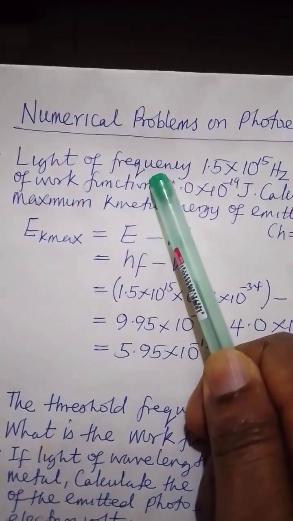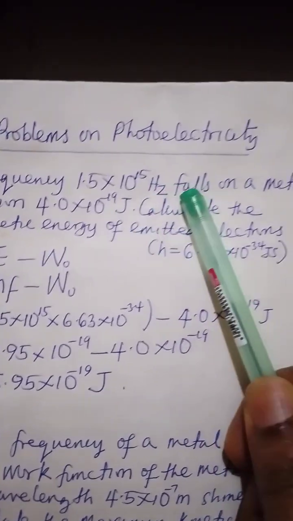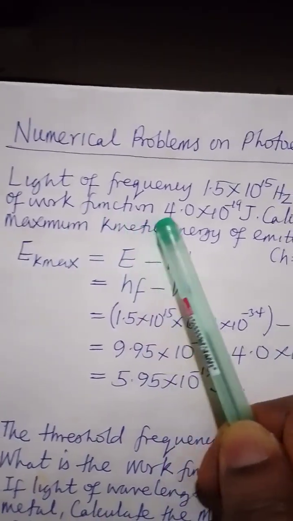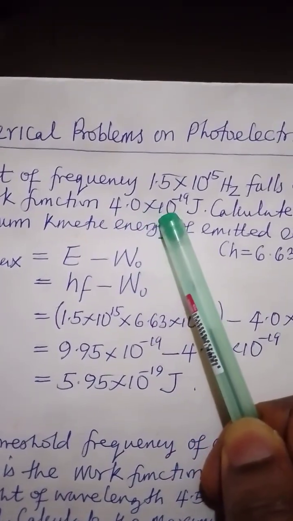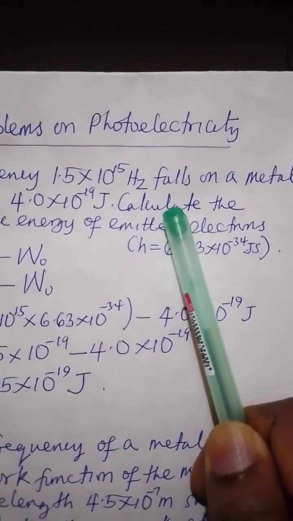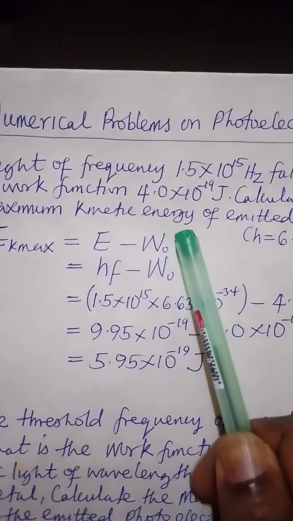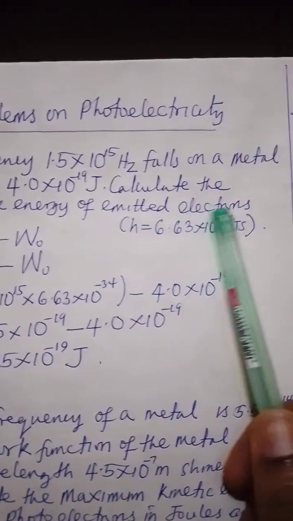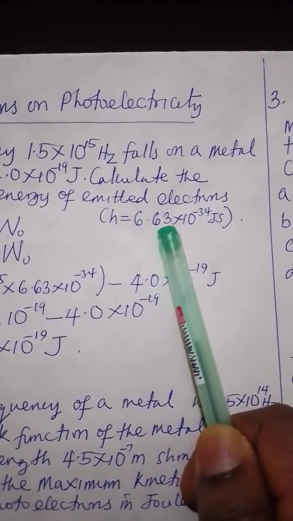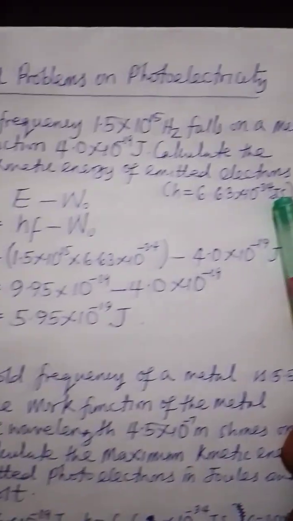Light of frequency 1.5 times 10 raised to the power 15 Hertz falls on a metal of work function 4.0 times 10 raised to the power minus 19 joules. Calculate the maximum kinetic energy of the emitted electrons. We're given Planck's constant to be 6.63 times 10 raised to the power minus 34 joules second.